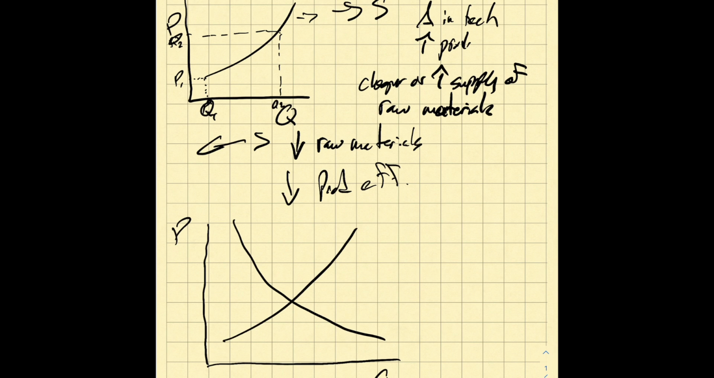So companies want to produce up here. Sorry, I have to label these things because I get mixed up sometimes. So companies want to produce up here. That's where a company would really love to produce.